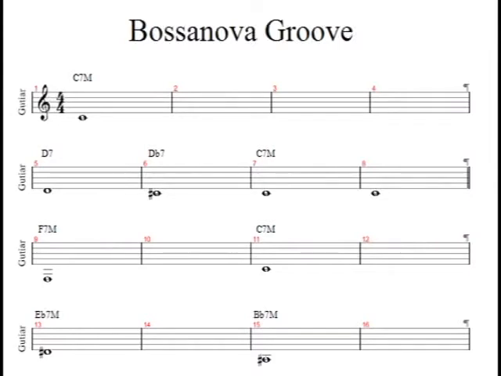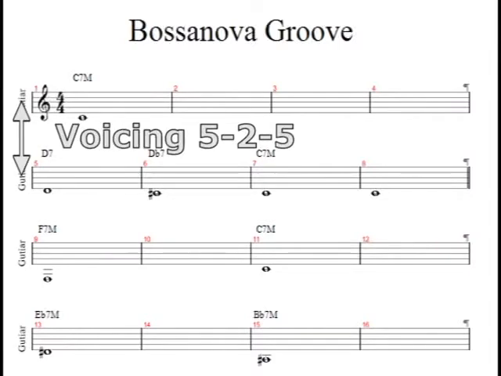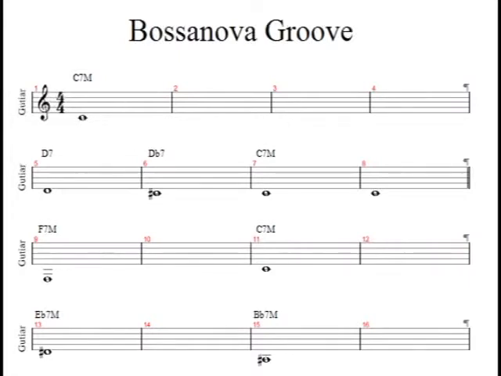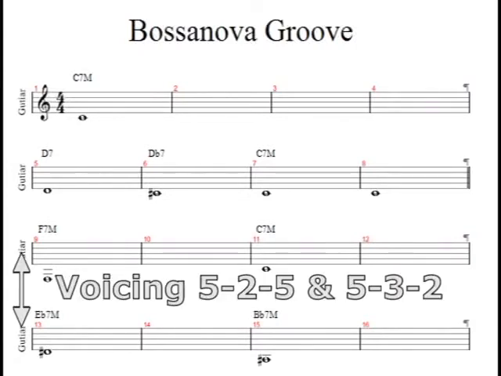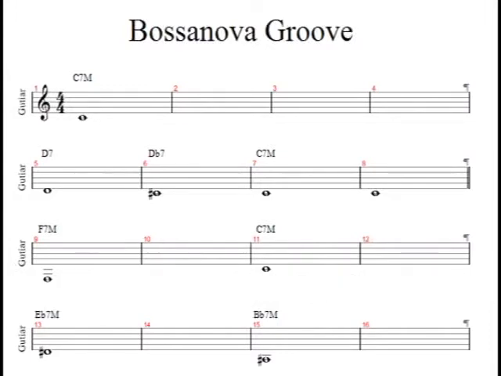In the A section, I'm going to use the voicing 5-5 because it generates some cool options. And for the B section, I will alternate between the voicing 5-5 and a non-quarto one that I like a lot, which is the 5-3-2. And you will see it shortly.